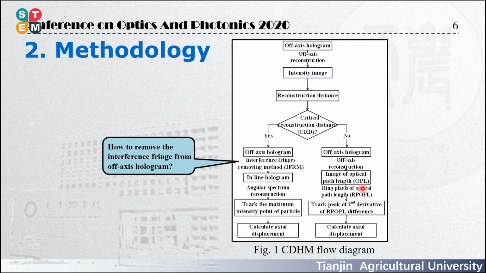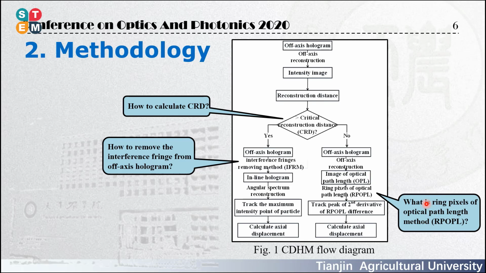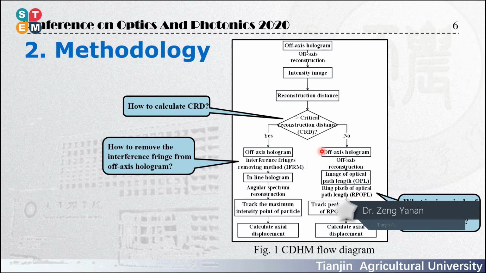First one, how to remove the interference fringes from the off-axis hologram, which is also the question of how to get the inline hologram from the off-axis hologram. The second question, how to calculate CRD. This is also the question of which hologram is to be reconstructed. Then the third question, what is the method to improve off-axis DHM? Then we propose a method named ring pixels of optical path loss method. We will solve the three problems one by one.